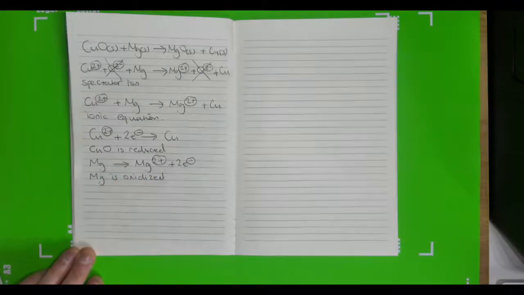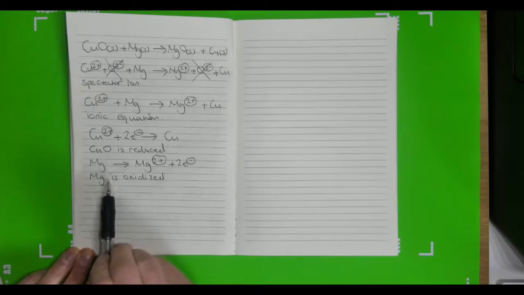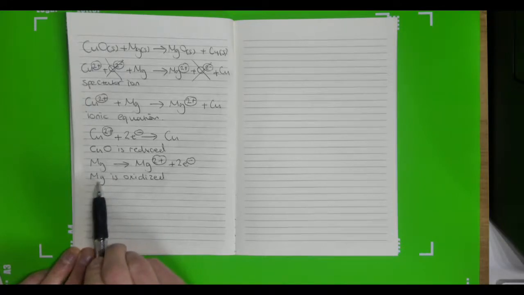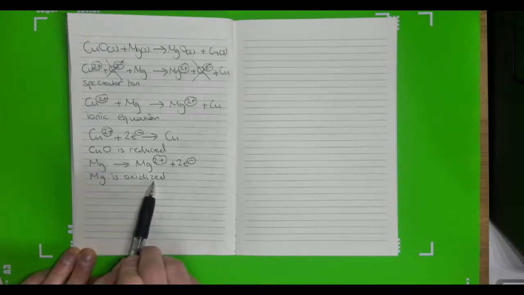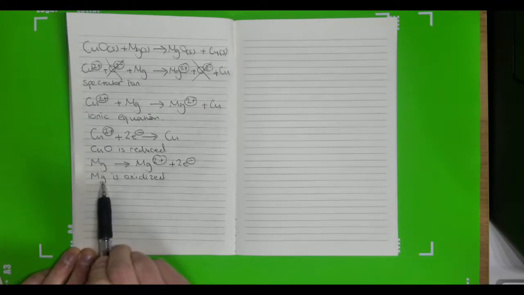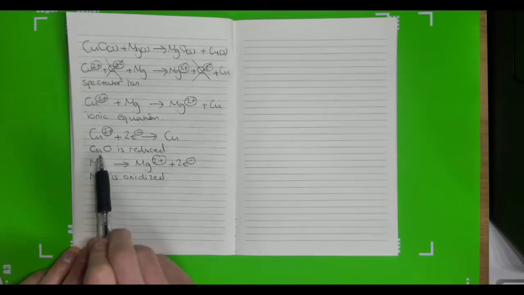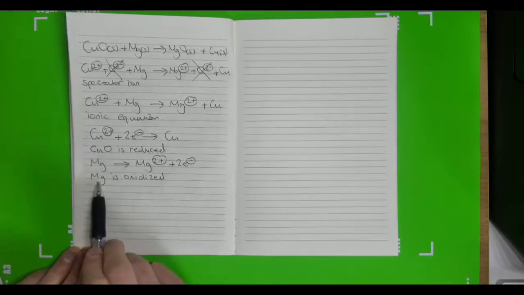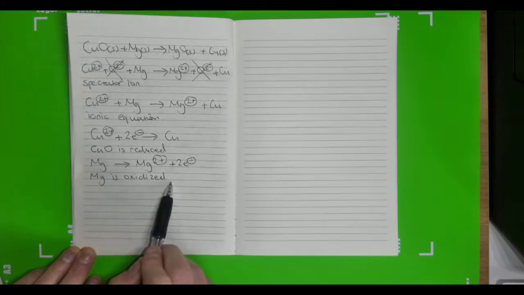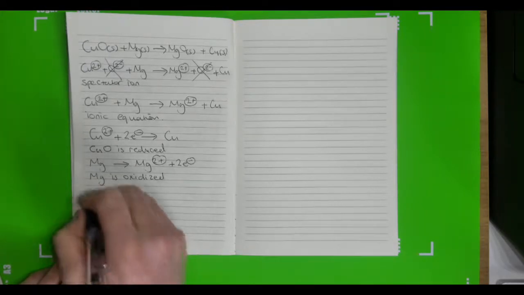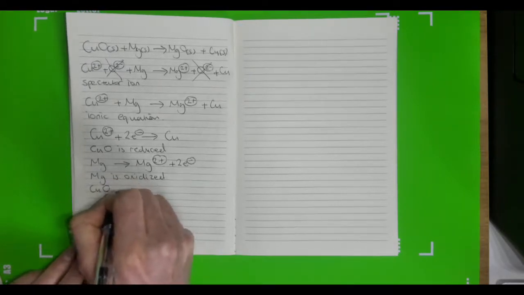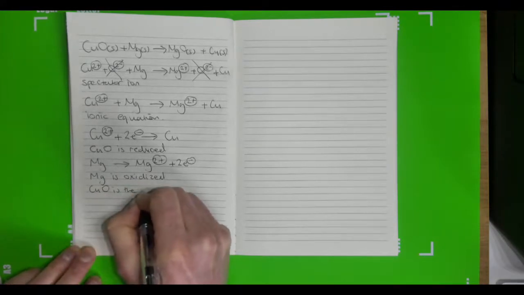Okay, now let's have a look at what has actually made the Mg oxidized. Well, the thing which does the oxidizing is actually the species which is being reduced. So the Mg is oxidized, and the oxidizing agent, which is the species which does the oxidizing, is the CuO. So CuO is the oxidizing agent.